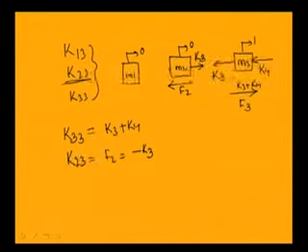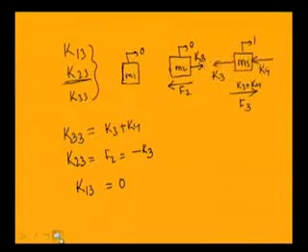Similarly, for mass 1, as there is no motion of this spring K2 and K1, there is no force acting on mass m1. So, no force is required to have this motion. So, K13 will be equal to 0. In this way we have determined all the stiffness coefficients.